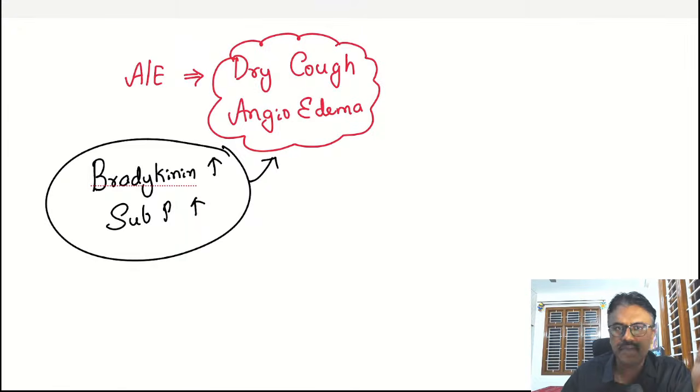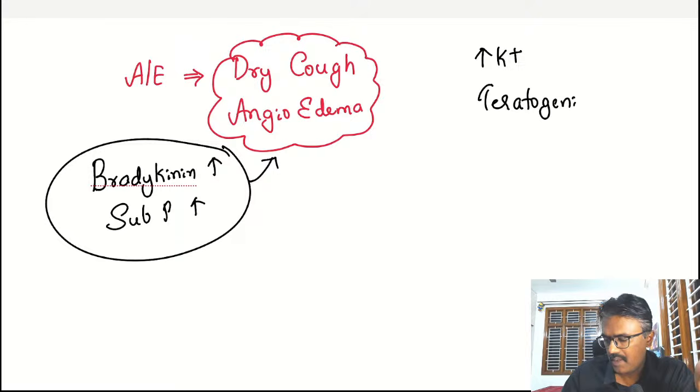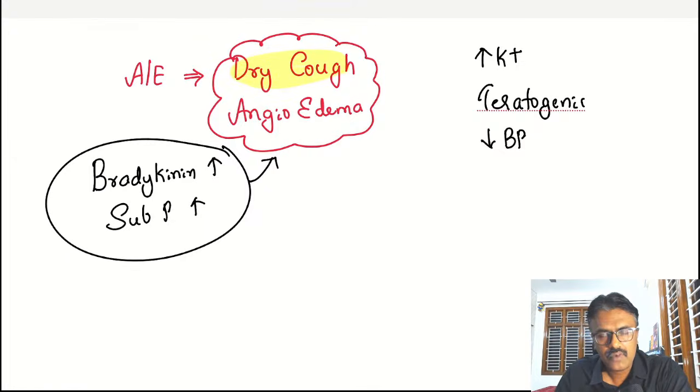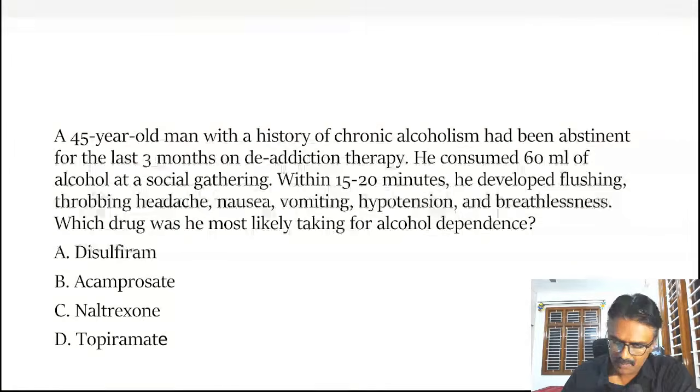What are the other adverse effects of them? They can increase potassium. They are teratogenic, so avoid in pregnant women. They can decrease the blood pressure. So these are the major adverse effects you have to remember. When a person develops dry cough with an ACE inhibitor, don't give cough syrup, don't reduce the dose, just change to ARB. That can be done. Okay. Let's move on to the next question.